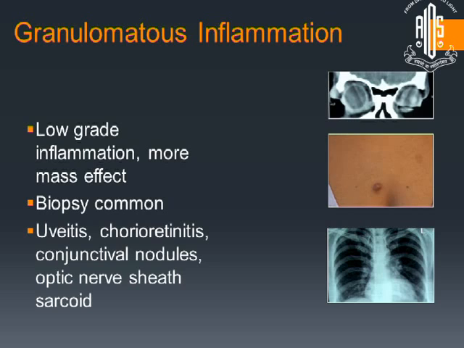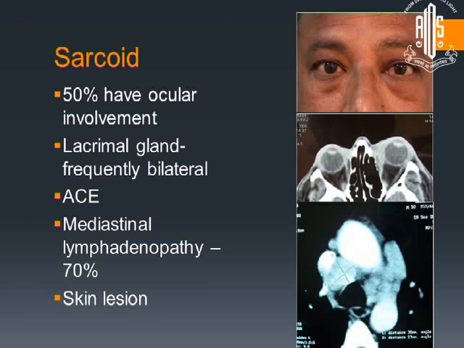They may be uveitis, chorioretinitis, conjunctival nodules, optic nerve sheath sarcoid, and skin nodules. If you look at systemic sarcoid, 50% have ocular involvement and frequently bilaterally lacrimal glands are involved. Whereas the patients that come to the ophthalmologist with the orbital involvement, about 70% will have mediastinal lymphadenopathy.